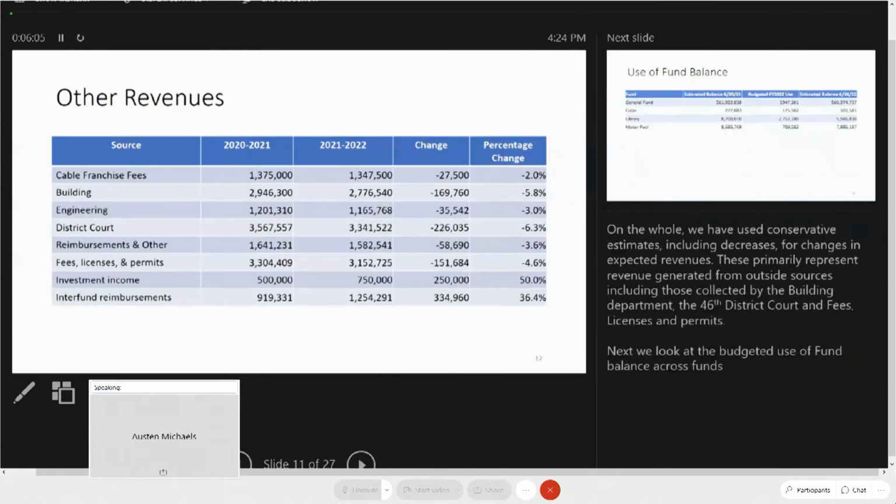Next, we'll take a look at the other general fund revenues. On the whole, we've tried to use conservative estimates, including some decreases for changes in the expected revenues. These primarily represent revenue generated from outside sources, including those collected by the building department, the 46th District Court, and then other fees, licenses, and permits that we collect.